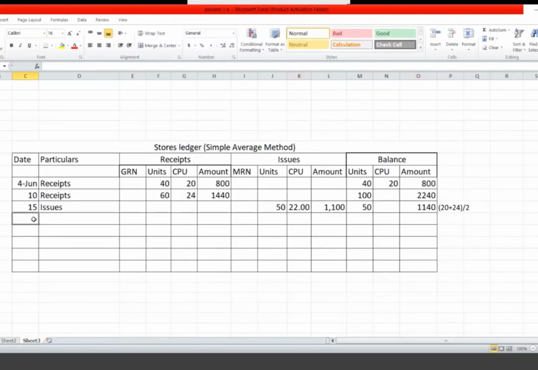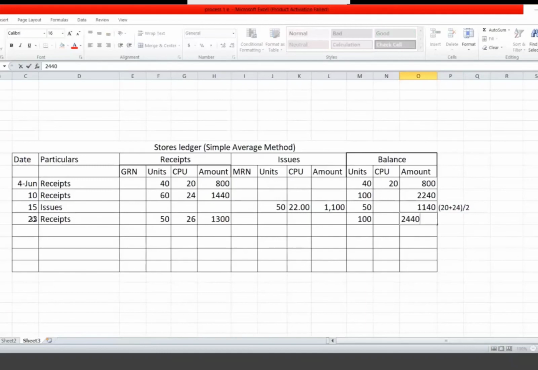After 15th, you got 28th. On 28th, again receipts. Units 50, price 26 and the total amount 1300. Now, 50 units already with you, and you again purchased 50 new units. So the total is 100 units and the total amount is 1140 plus 1300. It will be 2440.